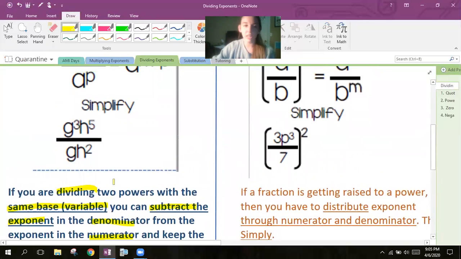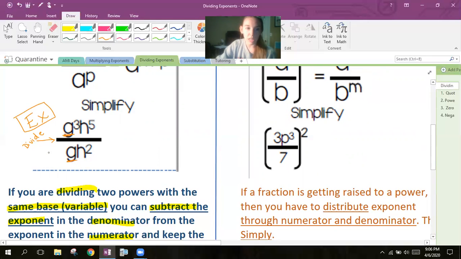All right, so we're looking at this example right here. Okay, I'm going to try to keep my colors a little more organized this time. Okay, so the first thing I notice is it is a division problem. I can see that by this fraction bar here. That means I'm going to divide. All right, so then I'm going to look for numbers that have the same base or the same variable. Okay, so I have a g and a g.